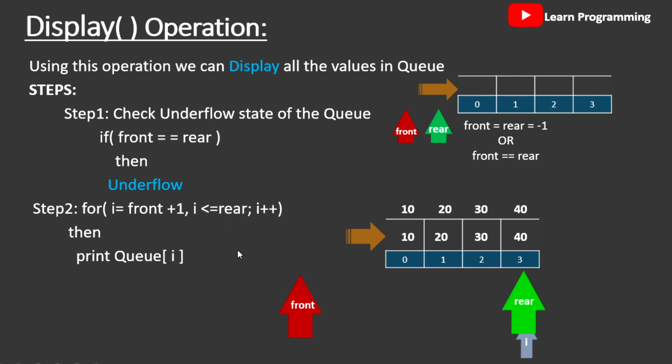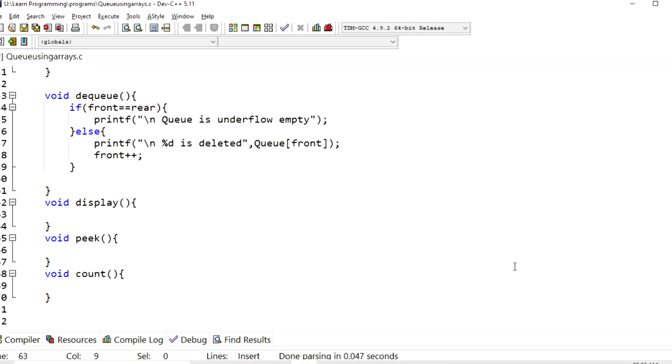And remember, we are not disturbing the front position or rear position when we are performing the display operation. The reason why, because if you make any changes in the front and rear position here in the display operation, that will completely confuse the queue array by changing the positions of front and rear. So because of which I am taking an I variable and assigning the front plus 1 position to it. Let me try converting this into a program now.